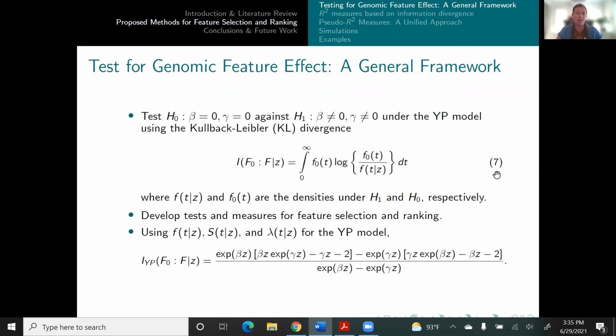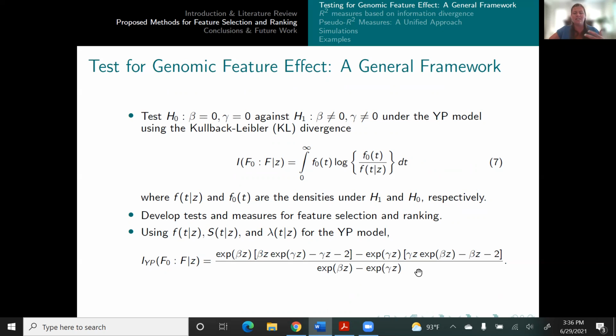So now we want to start talking about our proposed methods for feature selection and ranking. And the first one is a test for genomic feature effect. And we create a general framework based on the YP model. So ultimately what we're doing is we're testing the null hypothesis that the parameters equal 0 against the alternative that they differ from 0 under the YP model using Kullback-Leibler divergence, so KL divergence. And you can see that general form here. F and F0 are the densities under the alternative and null hypotheses respectively. We're going to use this to develop tests and measures for both feature selection and ranking.